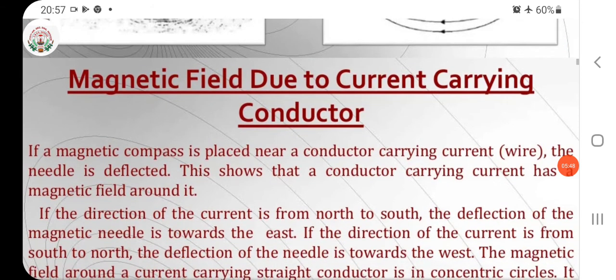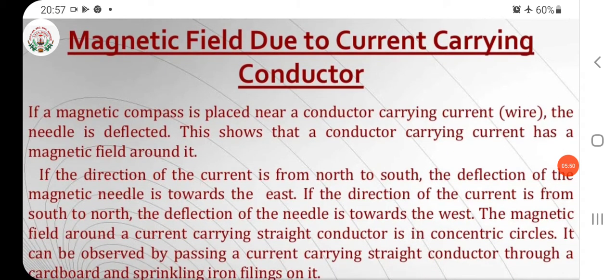Our next topic is magnetic field due to a current carrying conductor. If a magnetic compass is placed near a conductor carrying current, the needle is deflected. If we place a magnetic needle near a conductor carrying current, you can see a deflection in the magnetic needle.